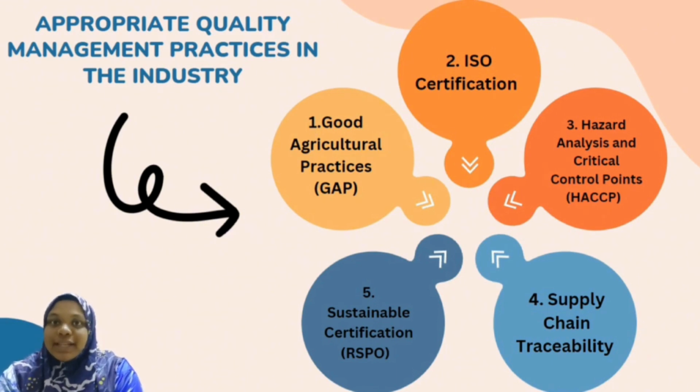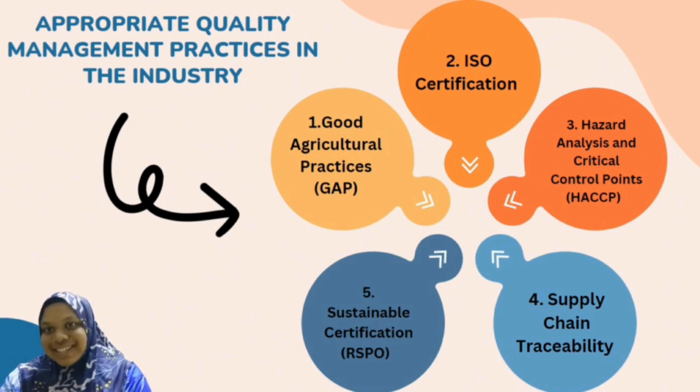Second, ISO certification. ISO includes ISO 9001 for quality management and ISO 14001 for environmental management, demonstrating the palm oil industry's commitment to high quality and sustainability standards. ISO 9001 can ensure a solid quality management system. ISO 14001 can promote ecological responsibility. And ISO 22000 can provide a framework for food safety management in the palm oil industry.